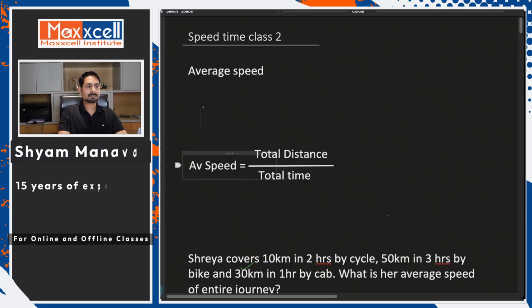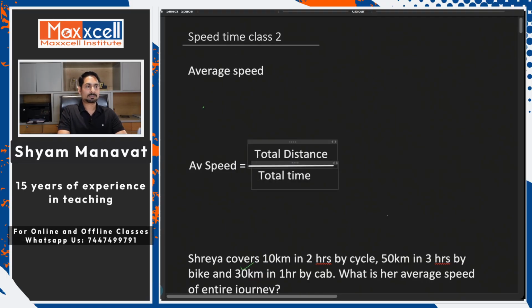Average speed is total distance upon total time. Here you have total distance upon total time, right? So whenever you need to find the average speed, what are you going to do? Total distance upon total time.